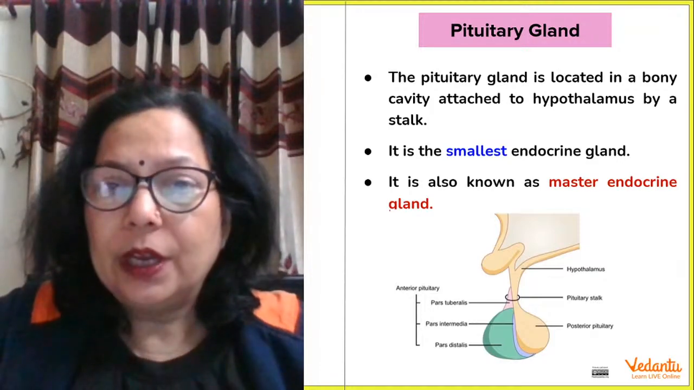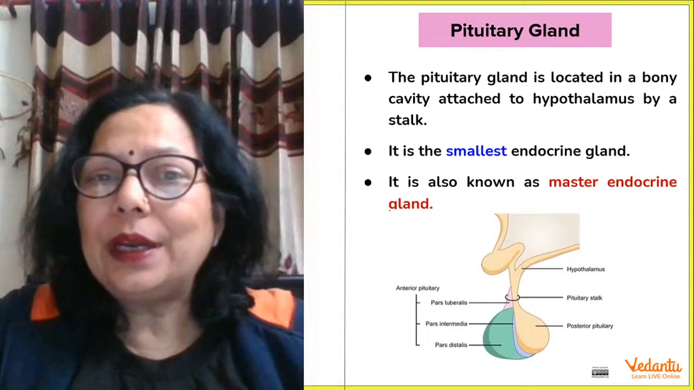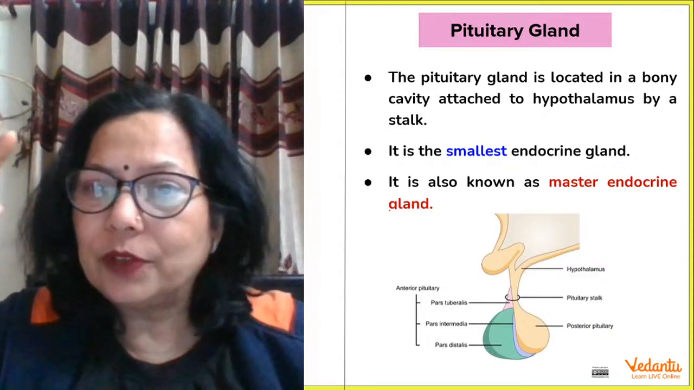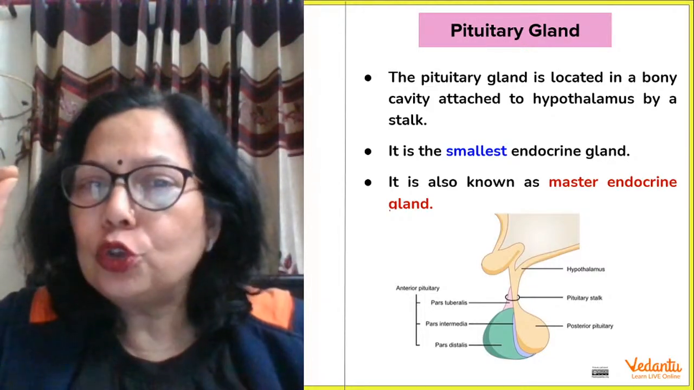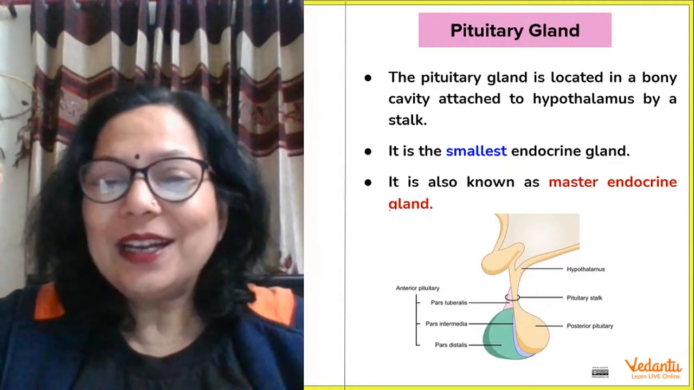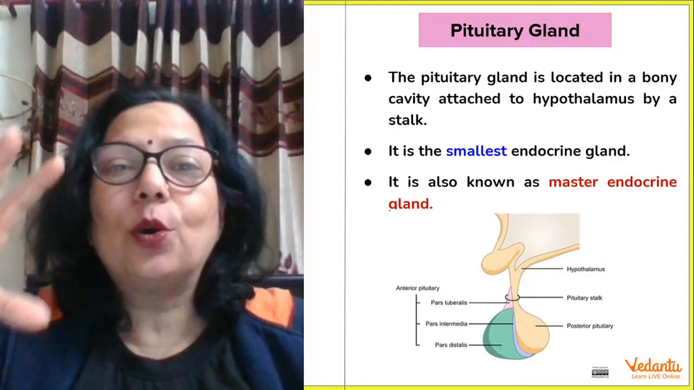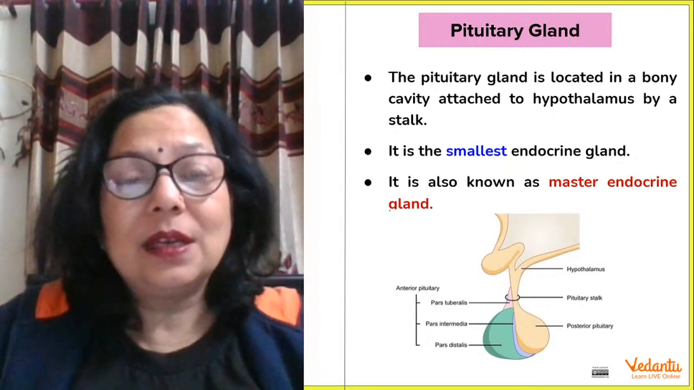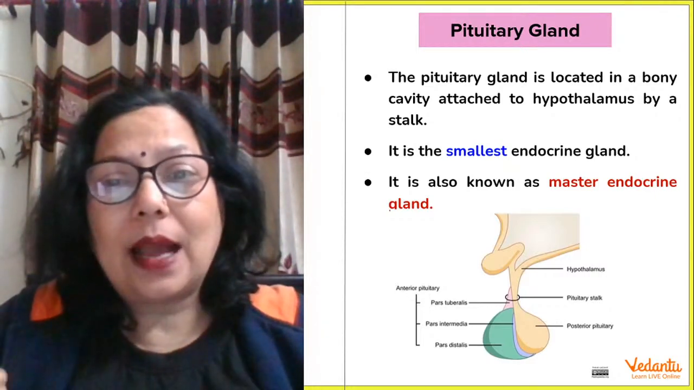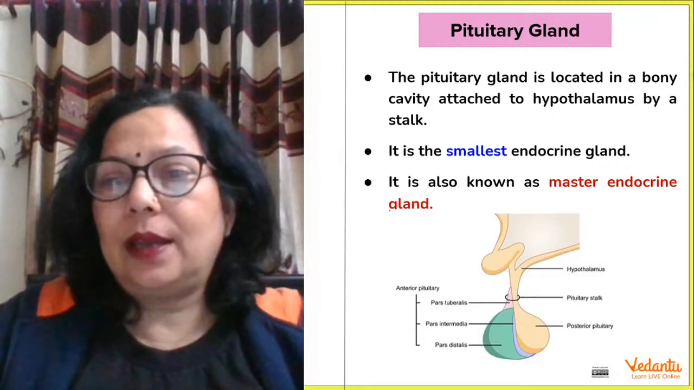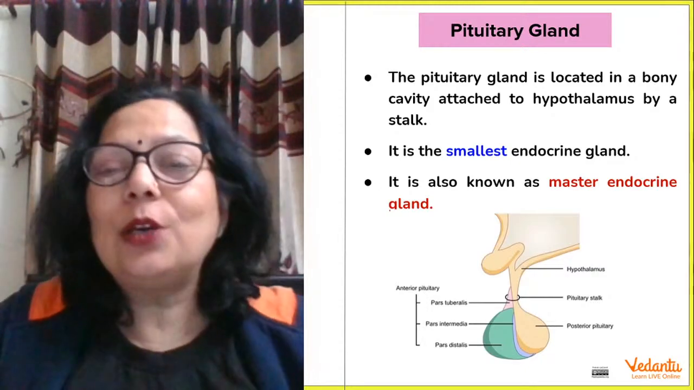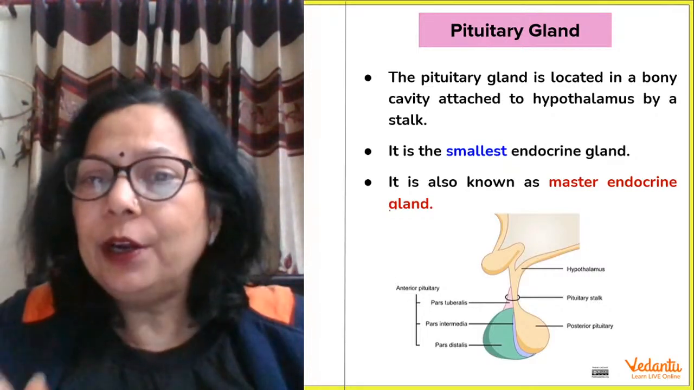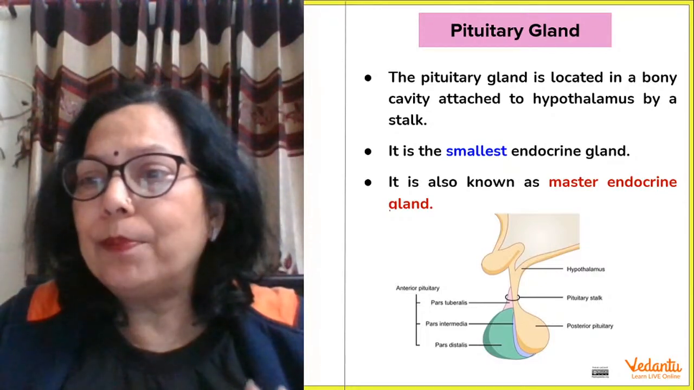So now we are studying the pituitary gland. It is located in a bony cavity, attached to the hypothalamus by a stalk. The hypothalamus is present in the basal part of the forebrain, and below the brain, a small gland is attached with a stalk, called the pituitary gland. It is located in a bony cavity and it is the smallest endocrine gland, meaning ductless. Glands with ducts are like sweat glands, oil glands, salivary glands. These endocrine glands are ductless glands, and the smallest of them is the pituitary, but it is the master.